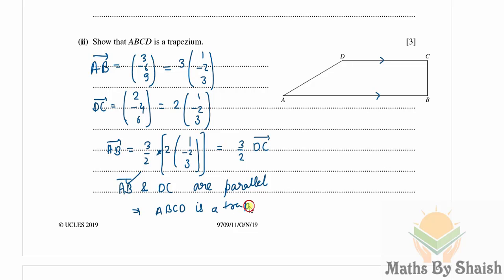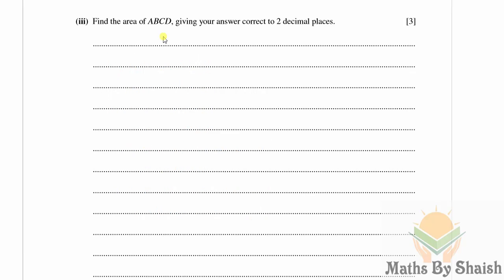So I hope it is okay. Let's do the next part of it. Here's the third part of this question. Find the area of ABCD giving your answer correct to 2 decimal places. So in the second part we have proved that this is a trapezium, so we will use the formula of trapezium to find this area, that is half of sum of the parallel sides into the height, distance between the parallel sides.